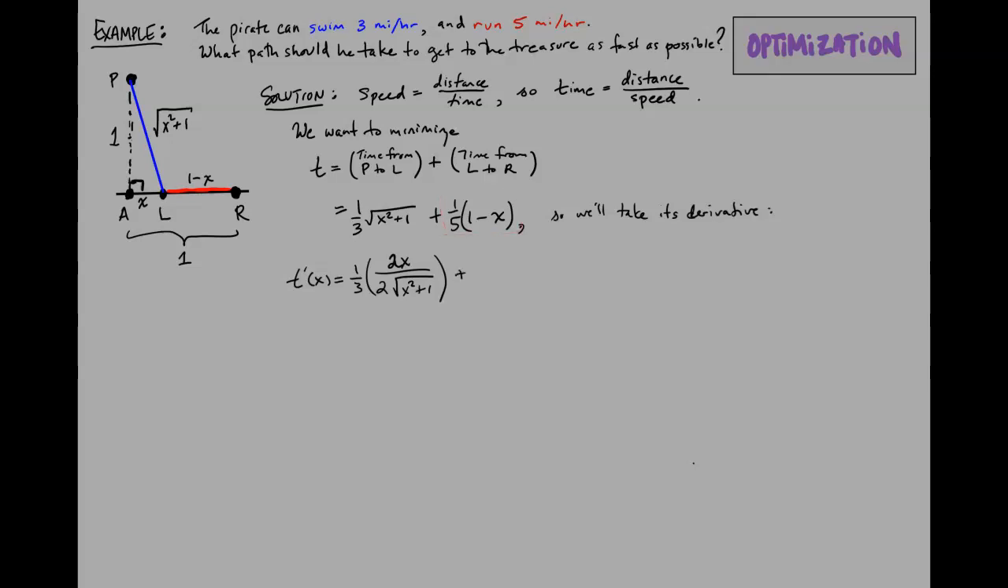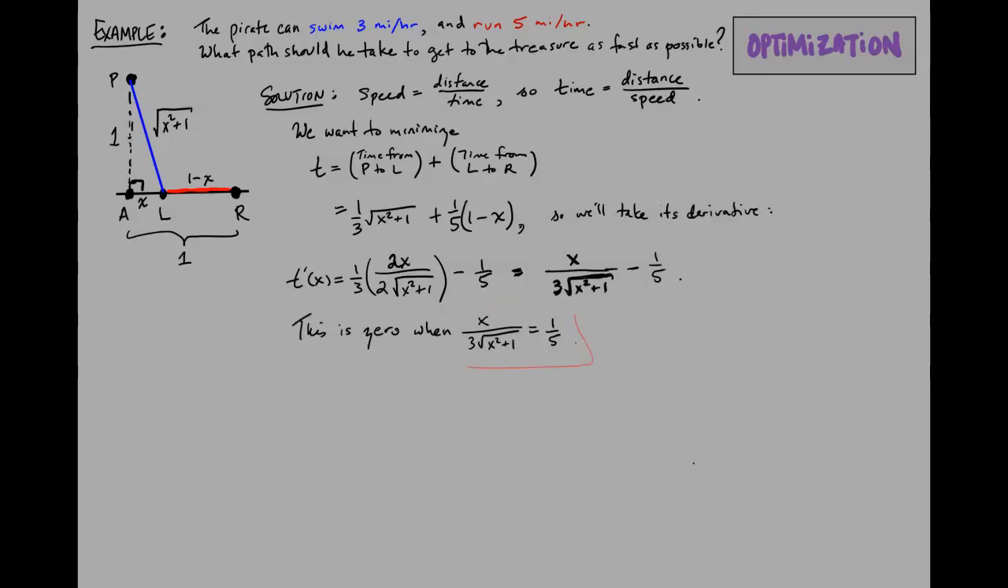Well, here too I have a constant multiple. The 1/5 just sits there, and now I need the derivative of 1 minus x, which is, of course, just minus 1, which means that this positive turns into a negative. These 2's cancel out, so I can rewrite this stuff as x over 3 times root x squared plus 1 minus a fifth. This is the derivative of our time function, and the whole reason we took this derivative was so that we could set it equal to 0. So we will note that this is 0 when this stuff is equal to a fifth.